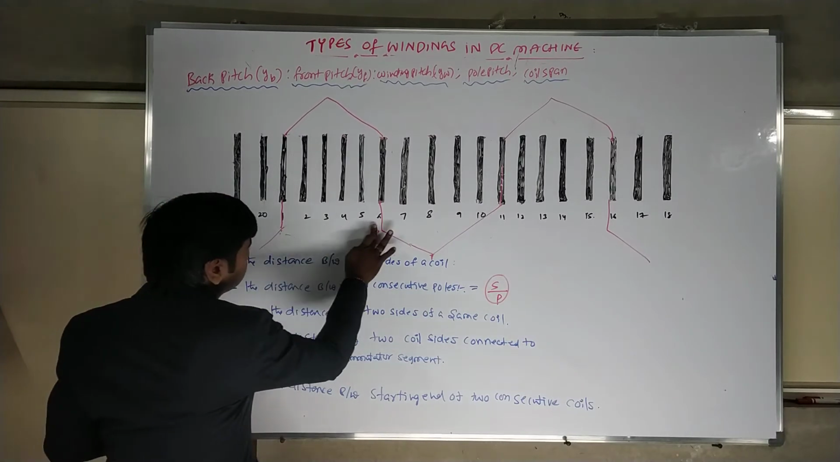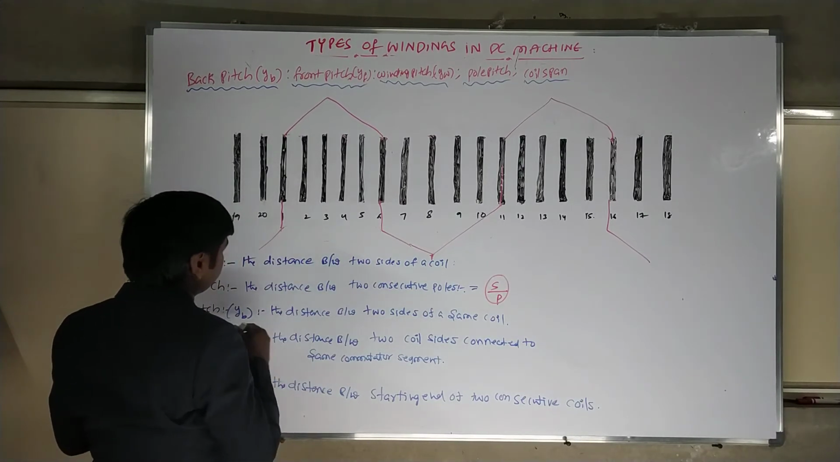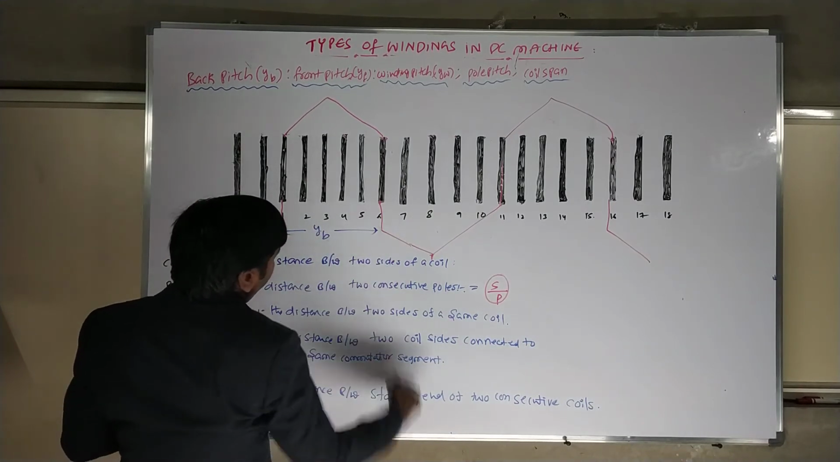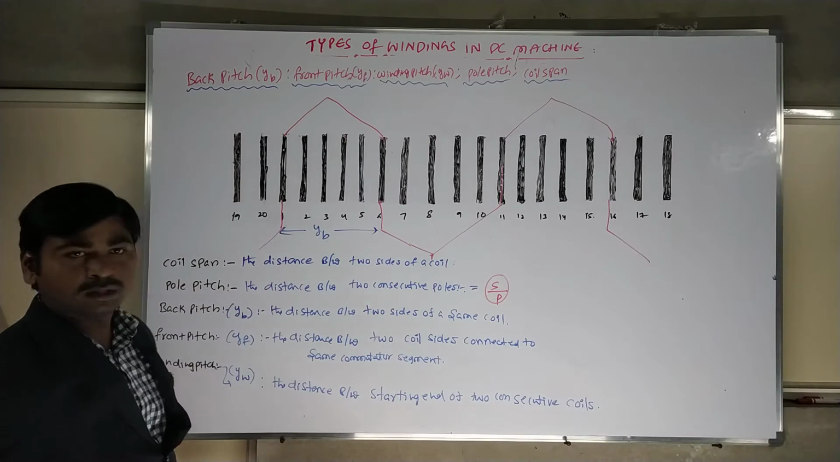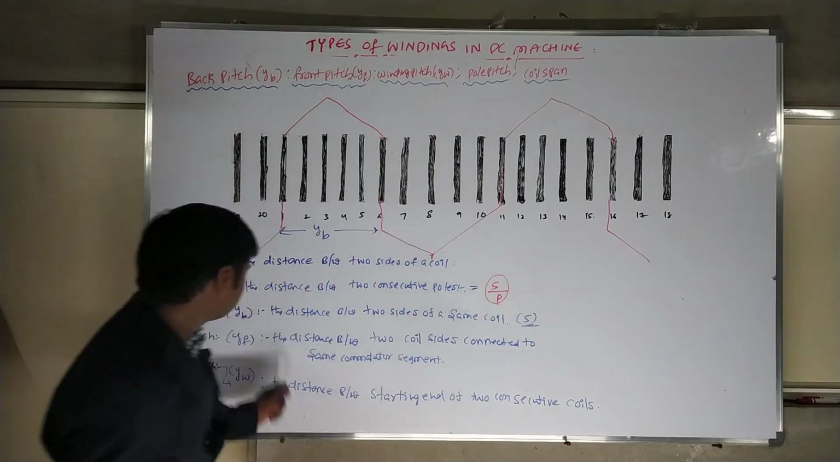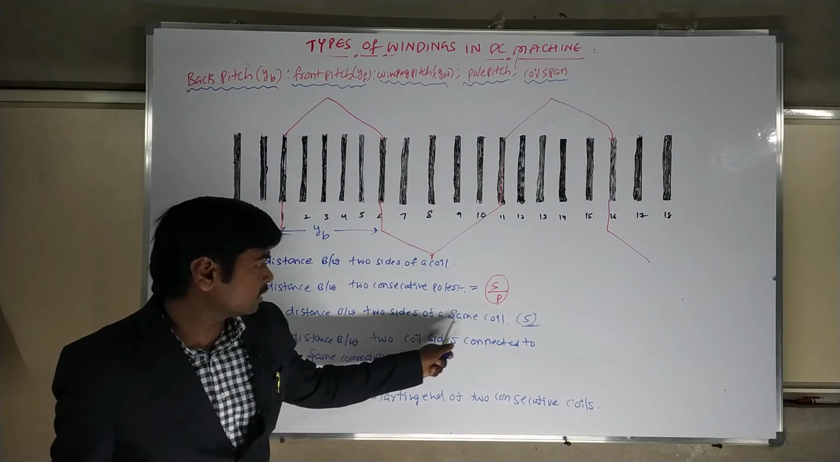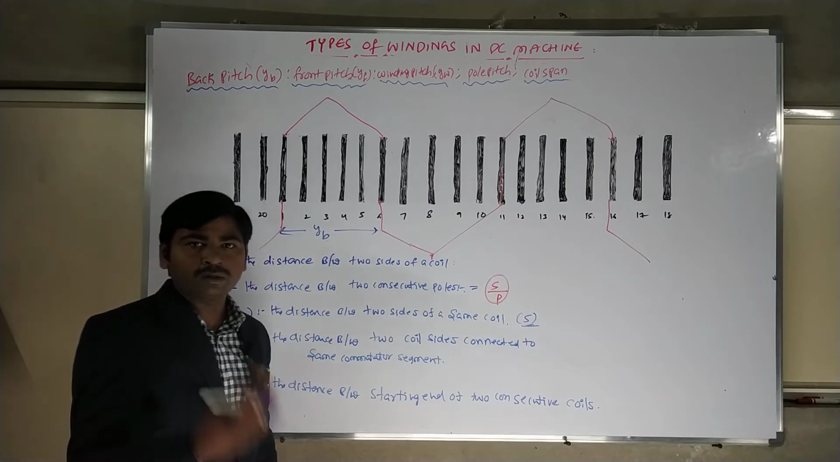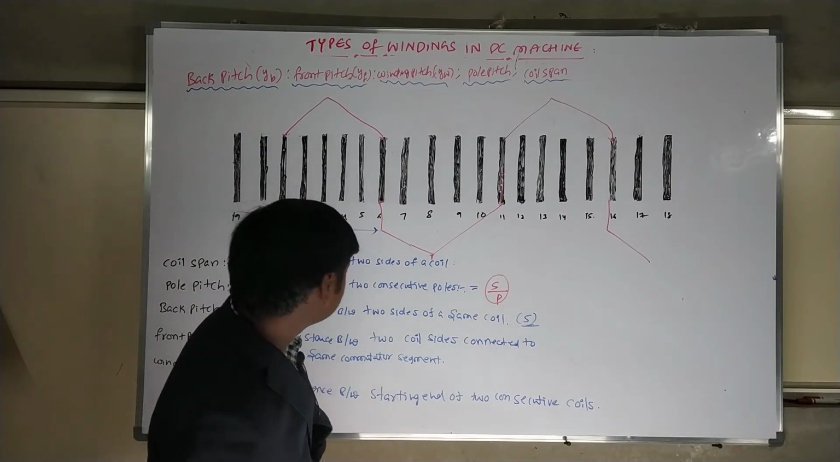It's very clear, back pitch here to here. To remove the confusion, I will mark it in blue. This comes under back pitch, Y suffix B. How much is it? 6 minus 1, it is 5. The back pitch is 5 here. The distance between two sides of the same coil. This back pitch can also be expressed in terms of number of slots or number of conductors.